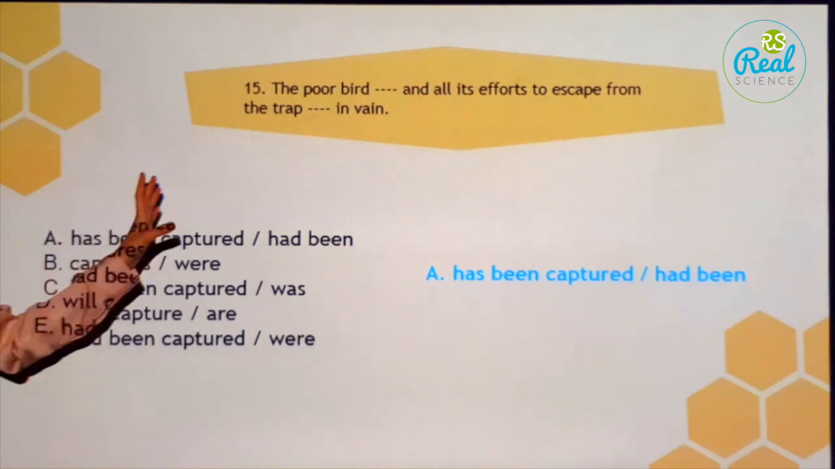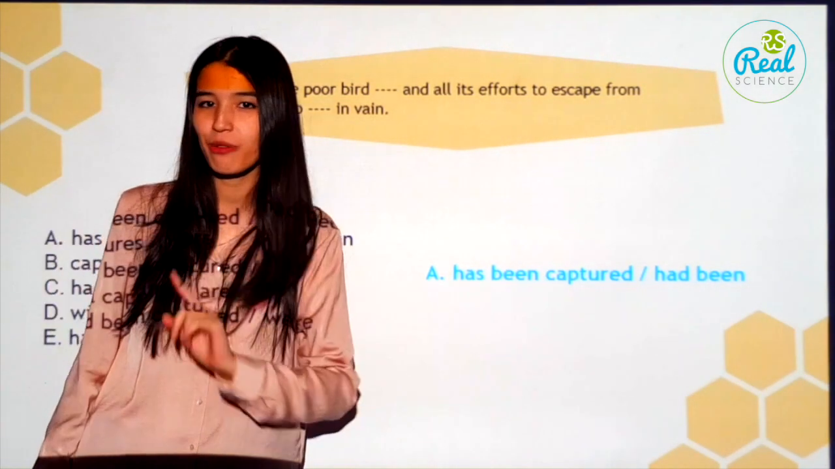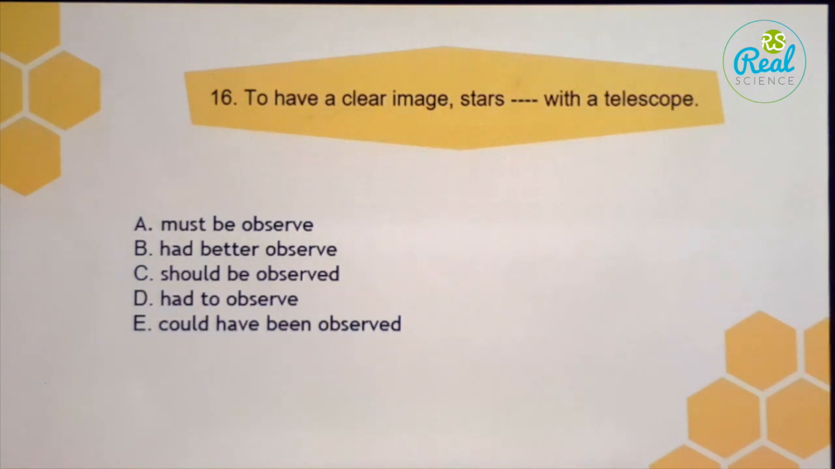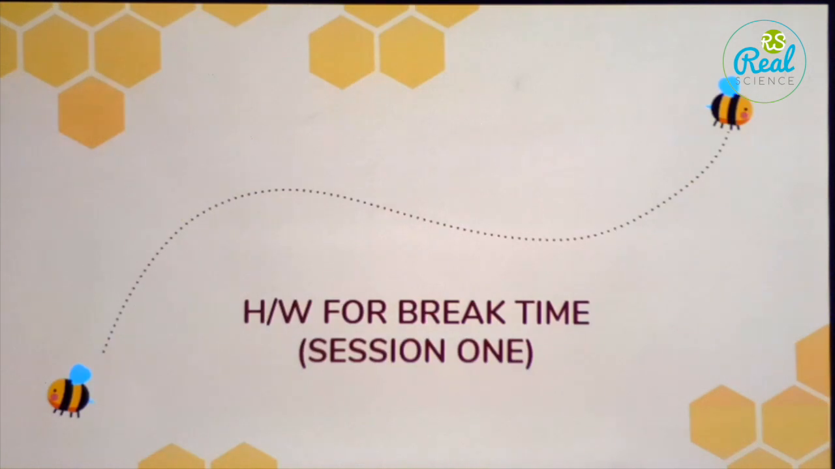And in the exam, you will have exactly 15 questions, but I have one bonus question. So number 16. To have a clear image, start with a telescope. C1. Yes. C1? C1, yes. E1 maybe. No, the C1 is correct. Okay.